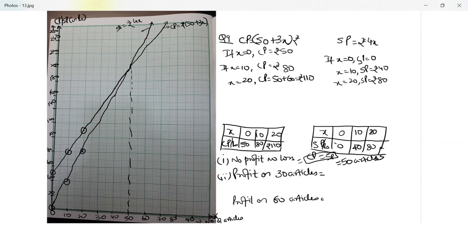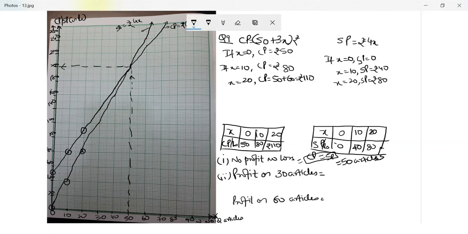Perfect. So this is 50 articles where I have no profit, no loss. Next, look at this. This is 50 articles. So here I am on the x-axis, and then the cost price and the selling price at that point will be rupees 200. So here this is what I have plotted.